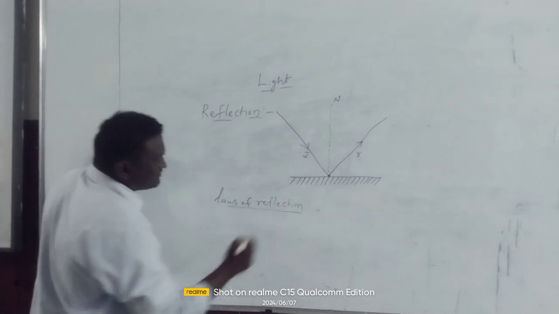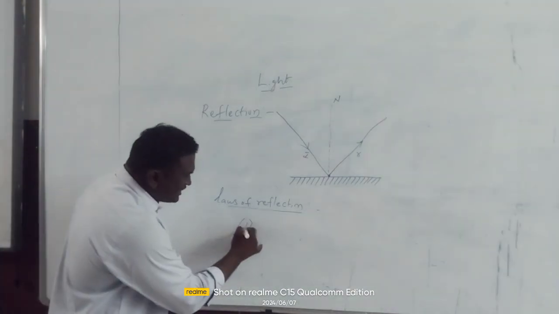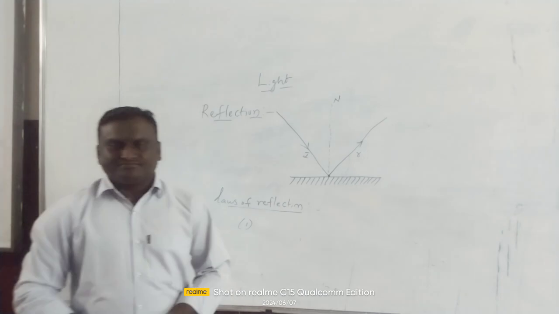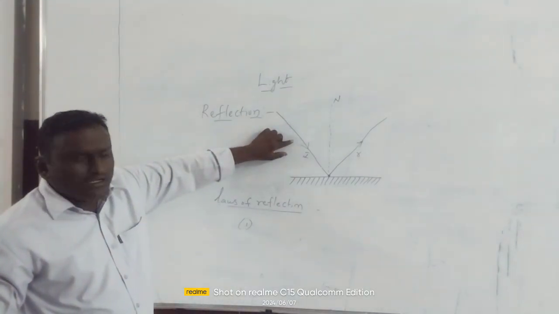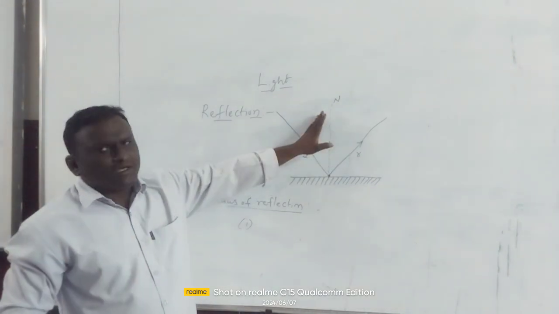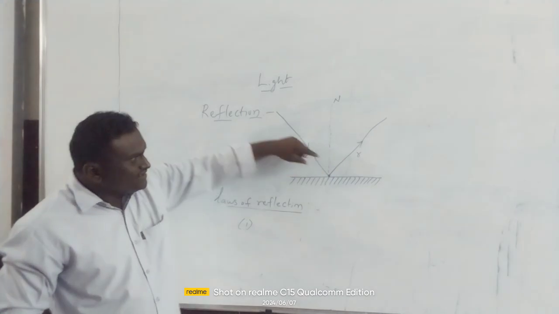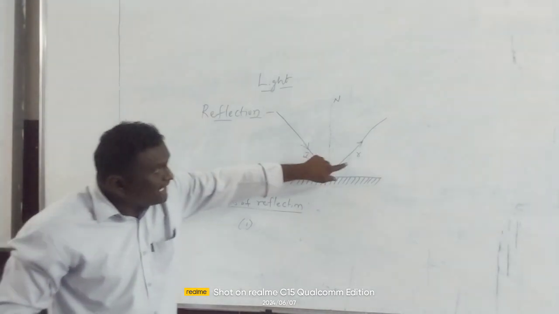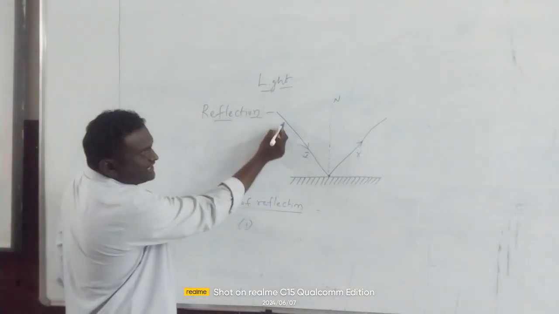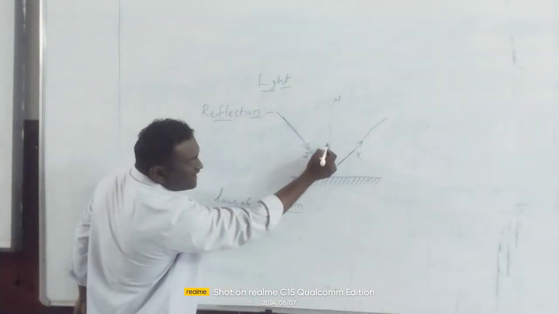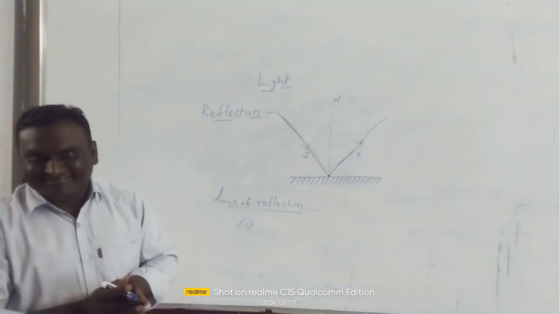Next one: laws of reflection. There are 2 points. First point: the incident ray, the reflected ray and the normal all lie in the same plane. This is the first point. Second point.